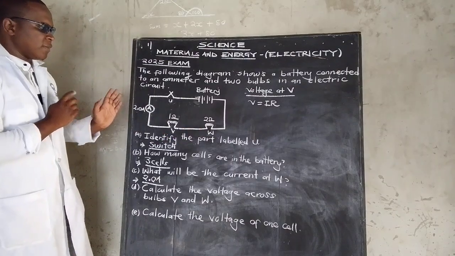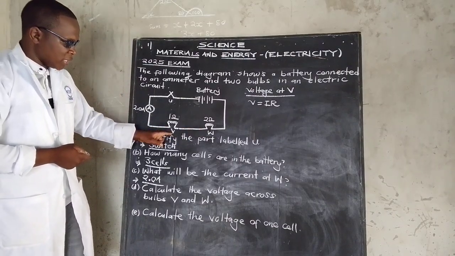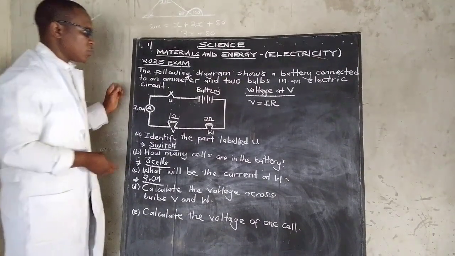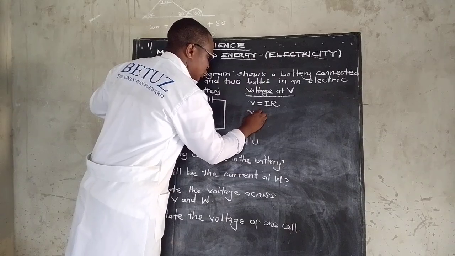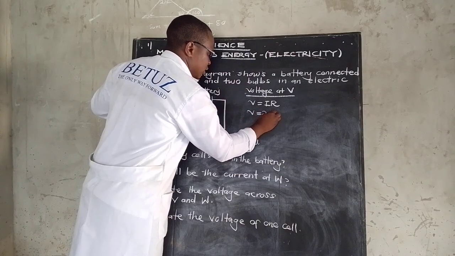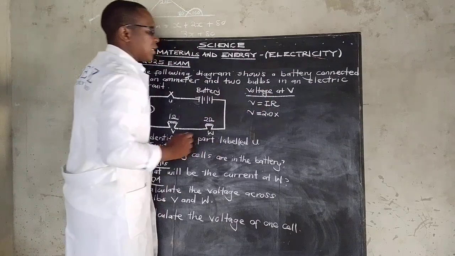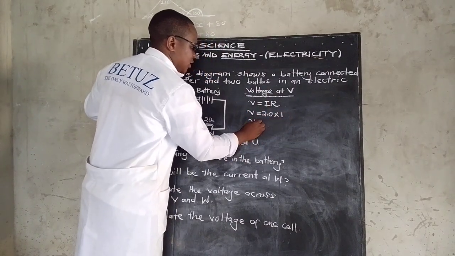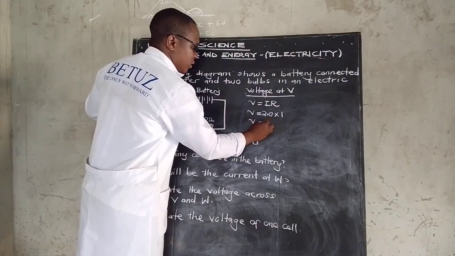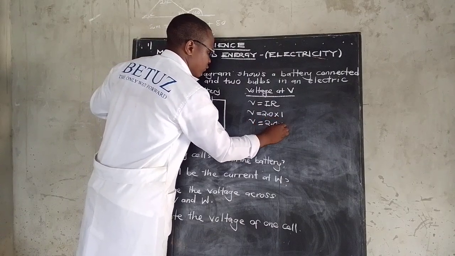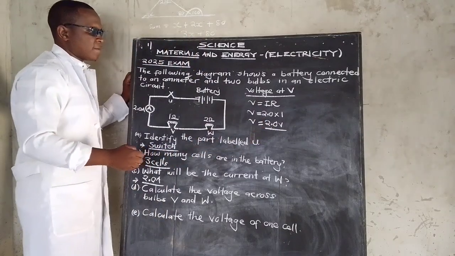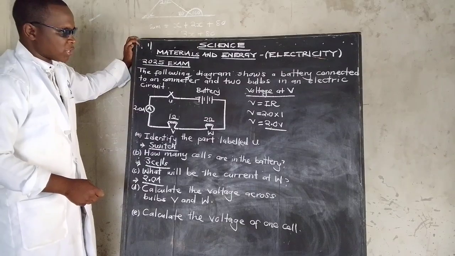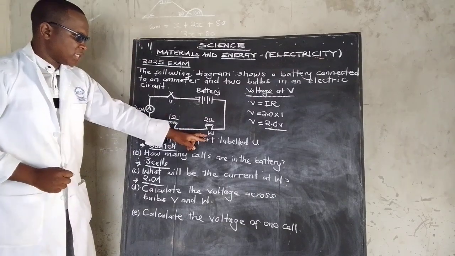Current in series is the same. So the current at V is 2.0. Current at W is also 2.0. So we're going to say voltage is equal to current, 2.0, multiplied by the resistance at V, 1 ohm. So the current is equal to 2.0 times 1, we get 2.0 volts. So the voltage at V is 2.0 volts.